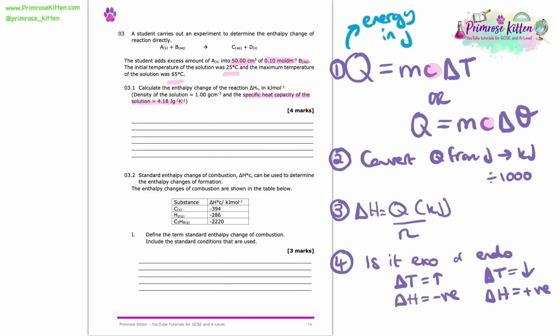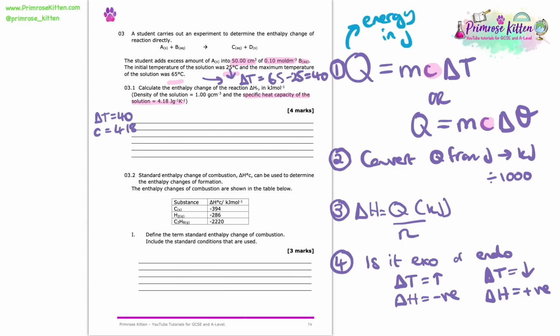Okay, so let's put this all into practice with this particular question. So here we're asked to calculate the enthalpy change of this reaction. So you can see here that we are given a certain amount of things. We are told the temperature at the beginning and the temperature at the end. So we can use these two values to work out what the change in temperature is. The change in temperature will be 65 minus 25, which is 40. So we know that delta T is equal to 40. We will also know from this that C is equal to 4.18, so that's great.